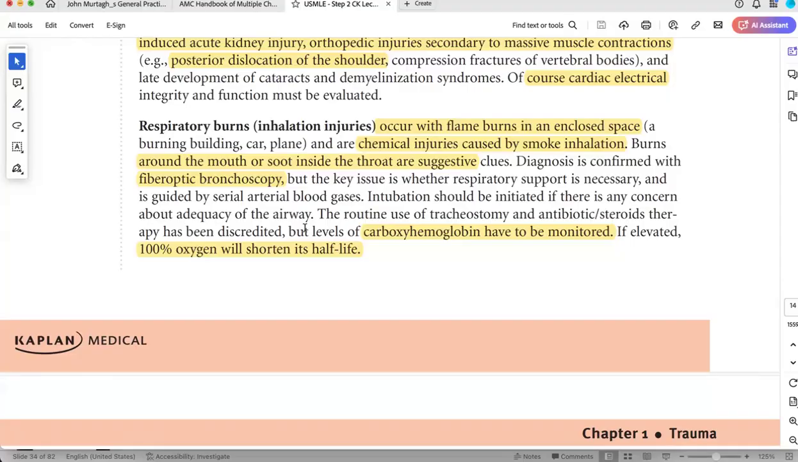We would suspect that the patient has inhaled the fumes and has some respiratory burn if we see that there is a burn around the mouth or there is soot inside the throat. So if any of this is seen, or the patient has a gargly voice, noisy breathing, in that patient you will need to go for a bronchoscopy just to find out how much damage has been done.